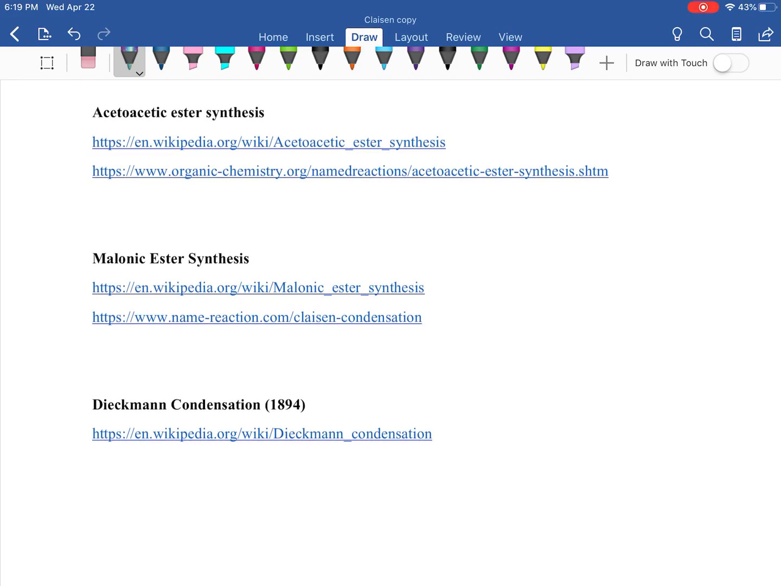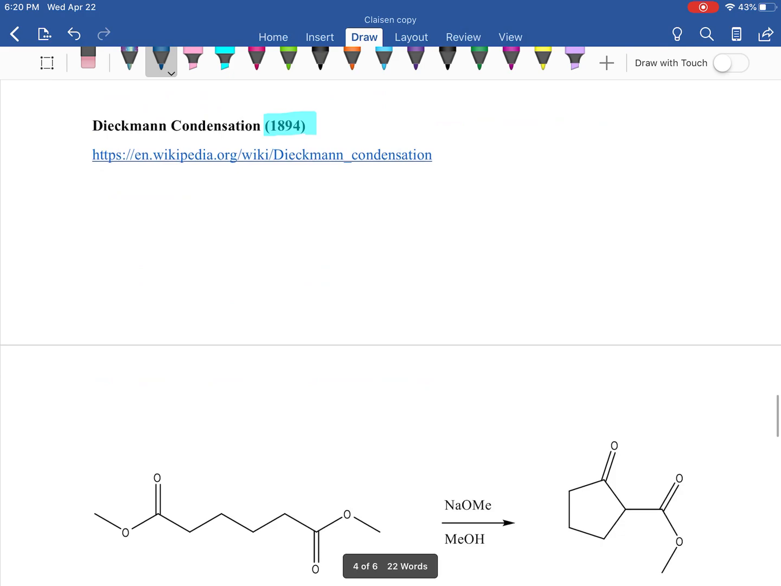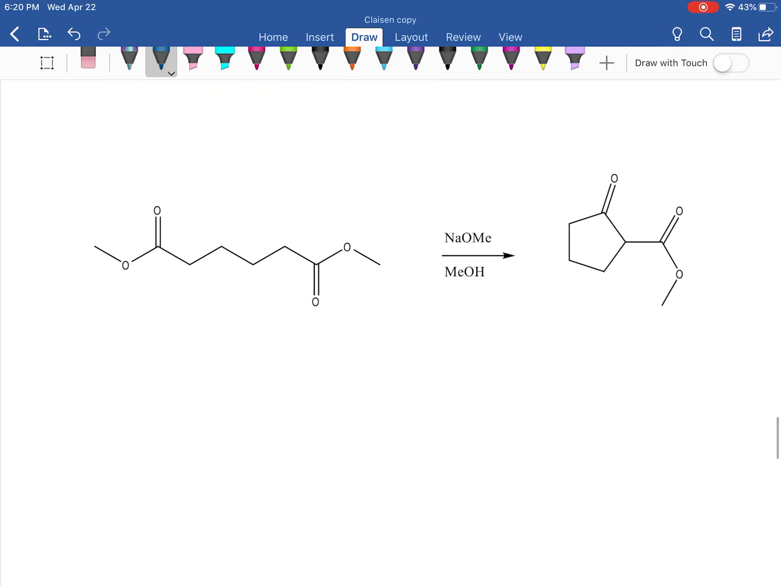I'll show you that. So acetoacetic ester synthesis, I gave you some links there. That's the first part. Adding stuff to it is the malonic ester synthesis. So I've put that in there. And then finally, our third part, just for funsies, I put a year on that. Can you believe this chemistry has been around that long? 1894 is when the Dieckmann condensation came out.